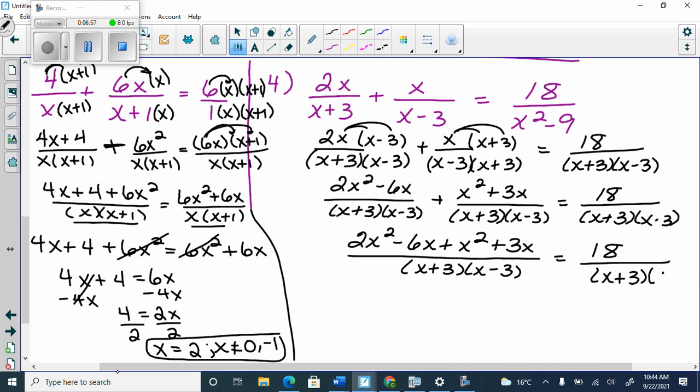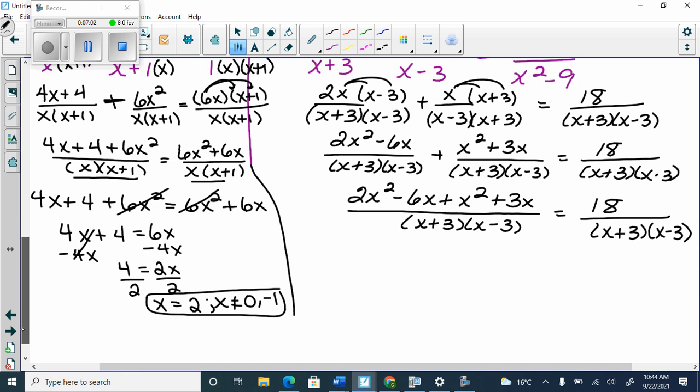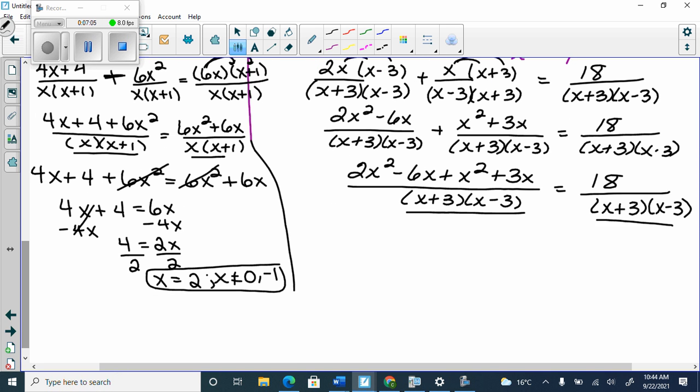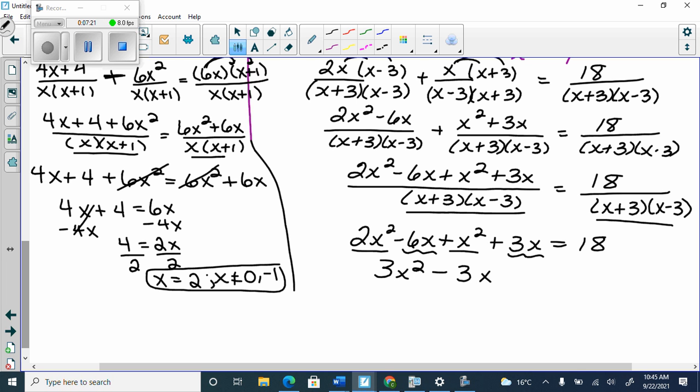Then my denominators actually equal each other. When my denominators equal each other, I can set my numerators equal. Because if this equals this, then my numerator, which is 2x squared minus 6x plus x squared plus 3x, must equal 18. Collect like terms, I get 3x squared minus 3x. When I have a squared and it doesn't go away, what must I do? Move everything to one side, set equal to 0, and plug it into the quadratic formula. Because the only way you can plug it into the quadratic formula is if it's all to one side, because that's what it says on the quadratic formula sheet.